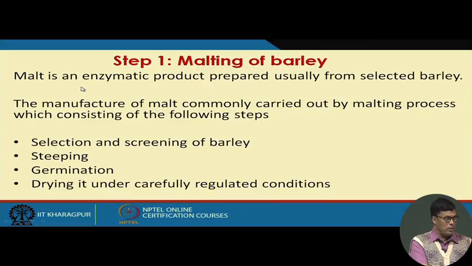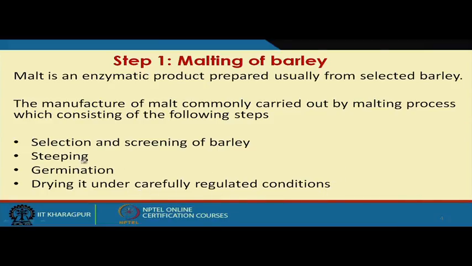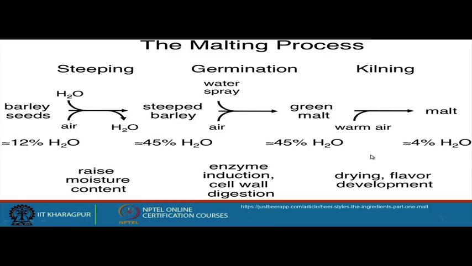Now, malt is an enzymatic product prepared usually from selected barley. The manufacture of malt is commonly carried out by the malting process, which consists of the following steps: selection or screening of the barley grains, and then the steeping process, what you call the soaking process, the germination process, what you call the sprouting process, and drying under carefully regulated conditions. So four major steps are involved in the malting process.